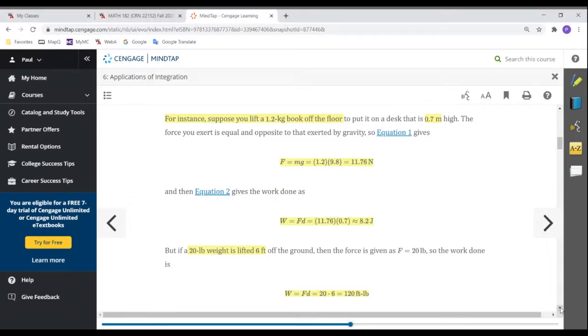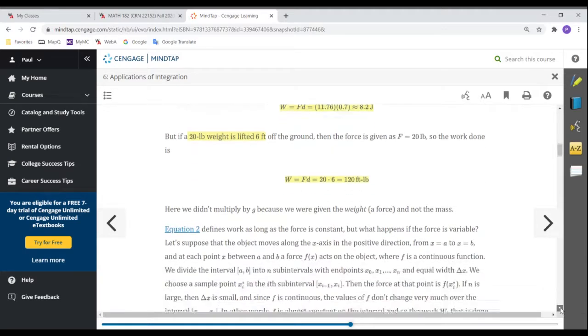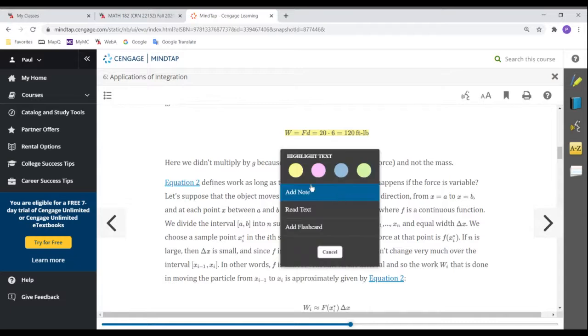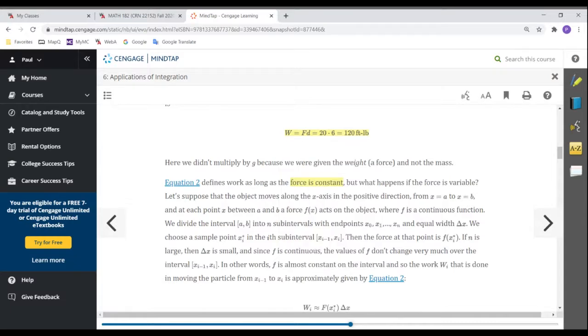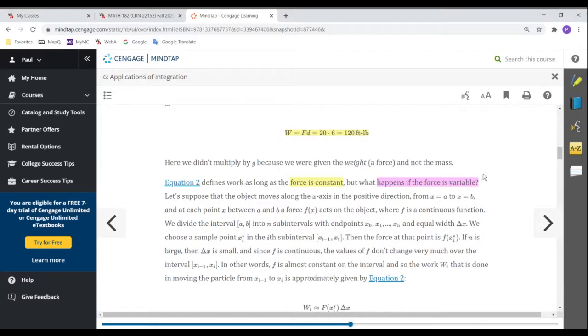So this is a very simple example of work, but this is when force is constant. We want to allow now for what happens if the force is a variable force. What if the force is not a constant force?